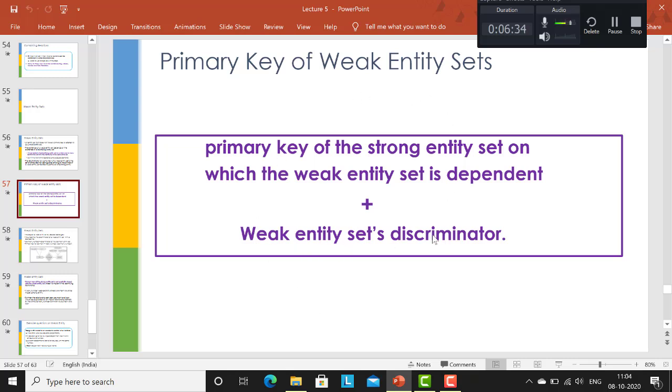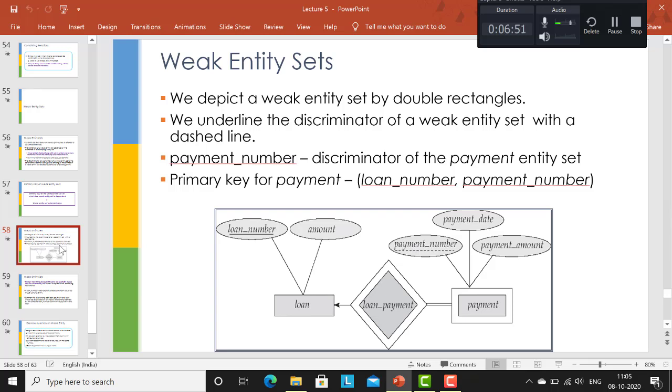So you should remember this, especially when you're trying to convert a weak entity set into a table. This is how you have to set the primary key, right? So I'll have more examples, but just to give you a case here. This is how we are going to illustrate a weak entity set.